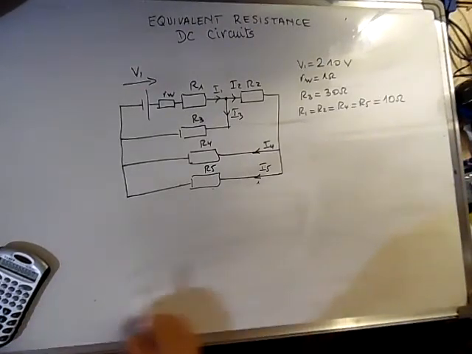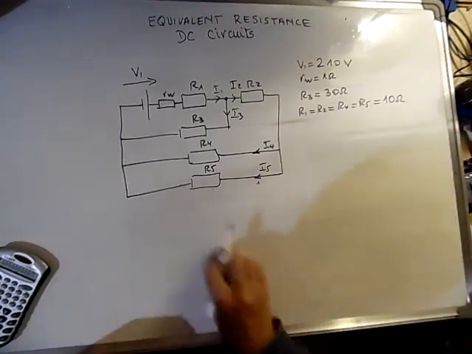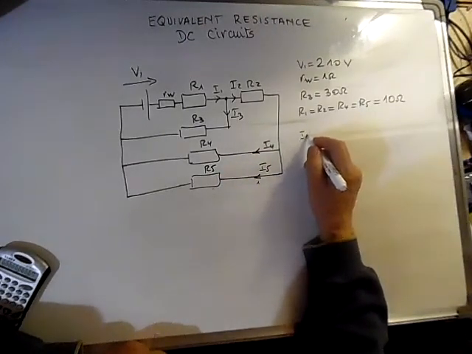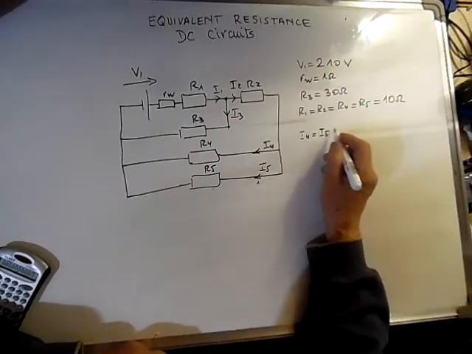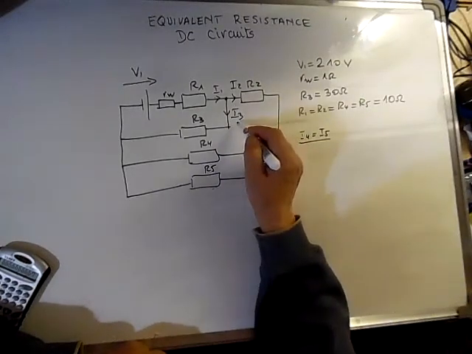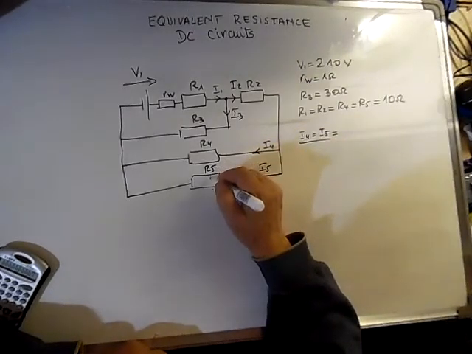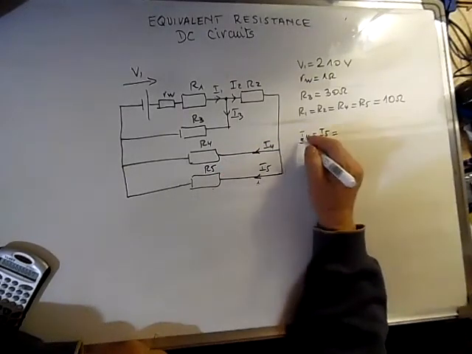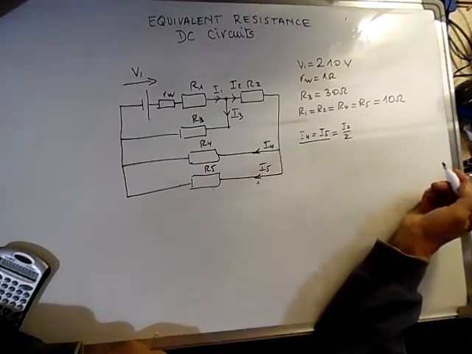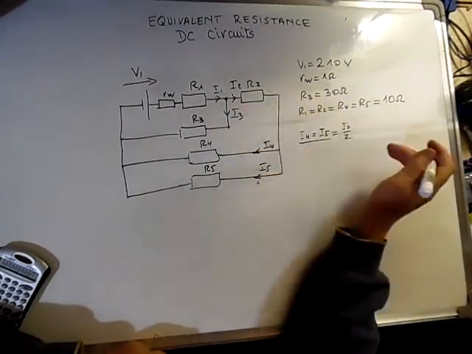It looks complicated, but I think that it's not. R4 and R5 are equal, so we can say that I4 is equal to I5. This is the first thing to say. What we need to calculate is I2 and I3, because R4 and R5 are equal, it means that I4 and I5 are equal to I2 over 2. So what we need to calculate is I1, and then we can calculate I2 and I3.